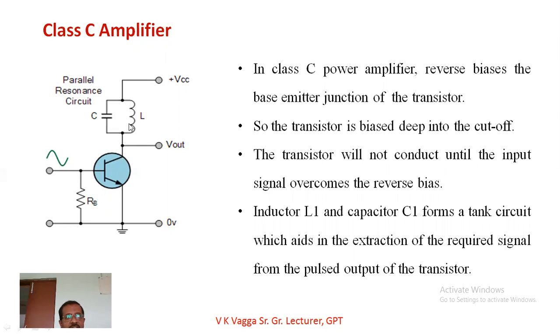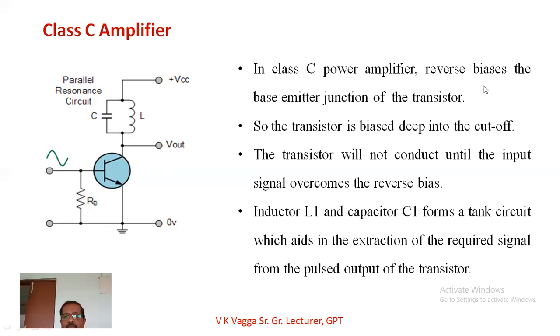In case of class A, class B, and class AB, you are using only resistors as the load. But in case of class C, you are using a tank circuit. The arrangement of C and L in parallel acts as a tank circuit, and the other end of these two is connected to VCC here. This is the circuit diagram of the class C amplifier.